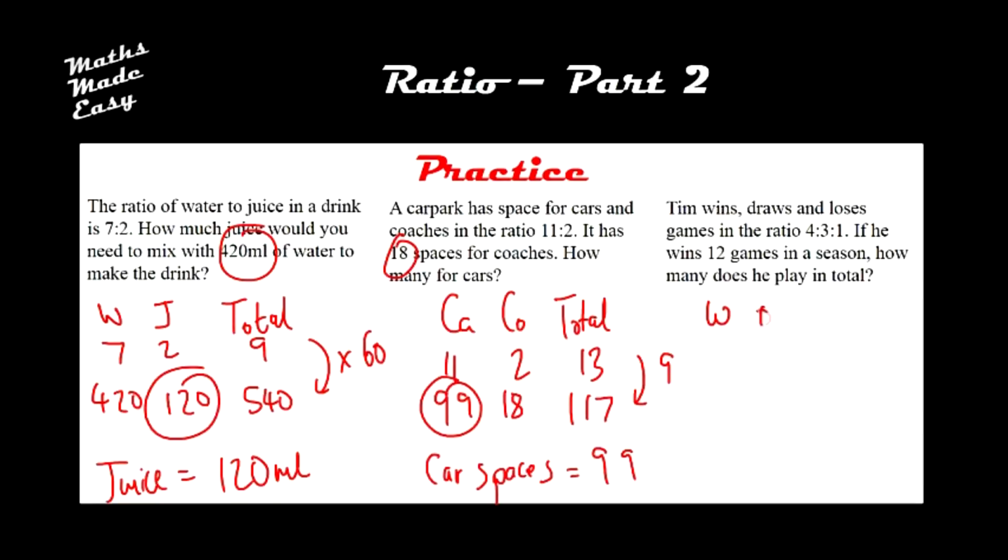So we've got win, draw, lose, total. So there's 3 parts this time. We have 4, 3, 1. 4 plus 3 plus 1 is 8 parts in total. If he wins 12 games in a season, how many does he play in total?